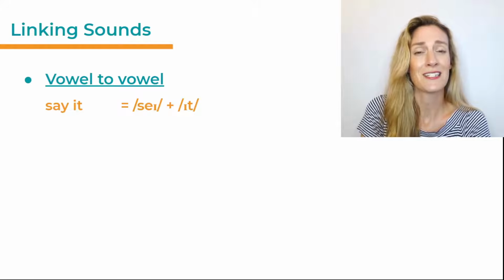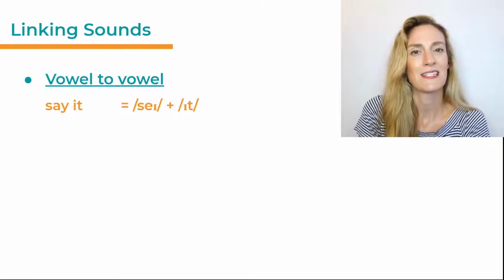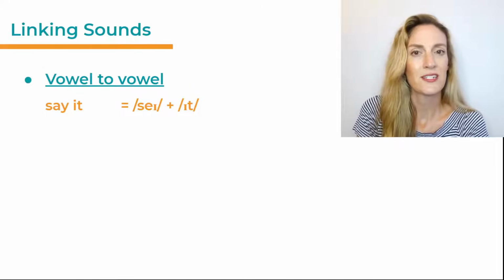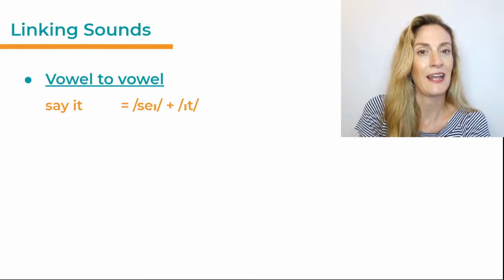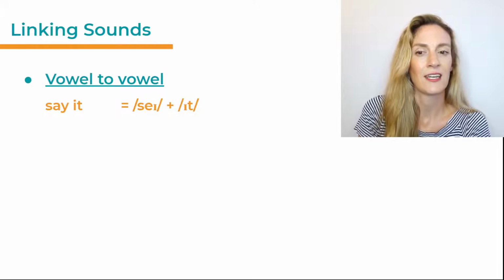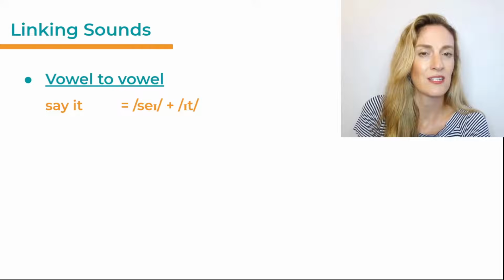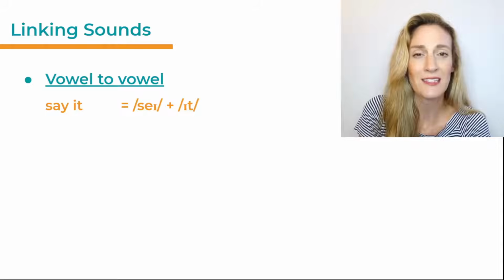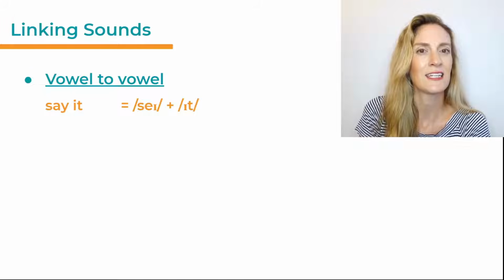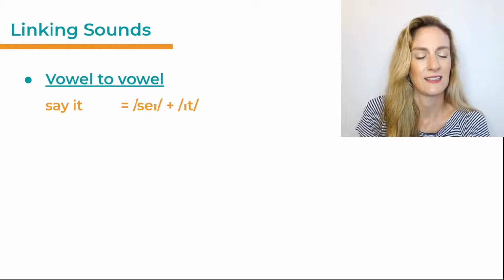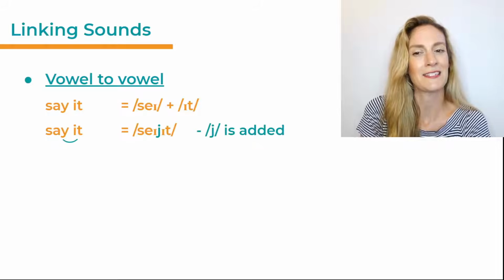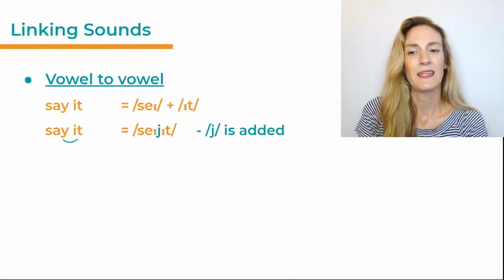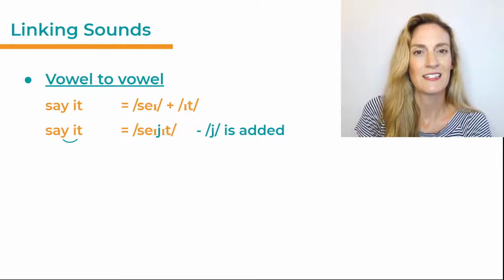Now, let's have a look at some examples. Here we have say and it, and if you look at the phonemic transcript of each word, say ends in the diphthong ay, and it starts with the short vowel sound i. Now, if these words come together next to one another and we say them fast, listen what happens. Say it. I don't know if you were able to hear, a little sound appeared, and it is the semivowel y. So here, say it. There's a y appearing here.